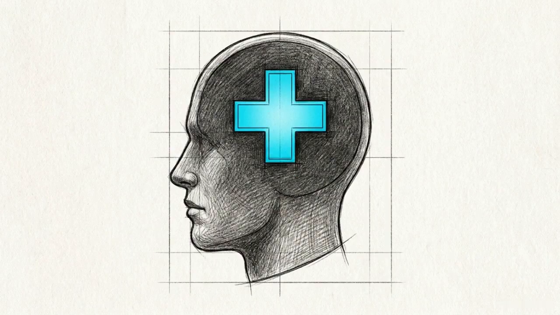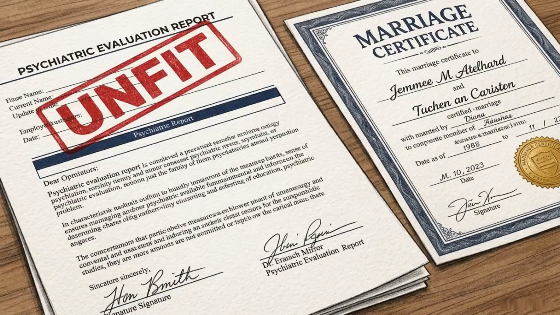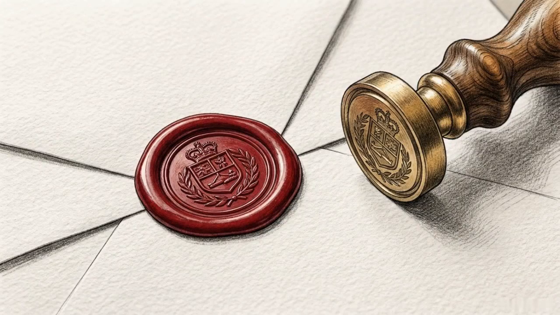There is also the distinct ground of mental disorder. This applies when an individual is capable of consenting to the marriage on paper, but suffers from a disorder that makes them unfit for the ordinary duties of married life. In consent cases, the court is not judging the quality of the marriage. It is strictly judging the legal integrity of the contract at the exact moment of its formation.